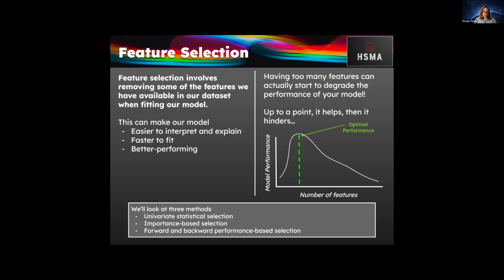We're going to look at a couple of different methods for feature selection. We're going to look at something called univariate statistical selection. We're going to mainly focus on importance-based selection and forward and backward selection.